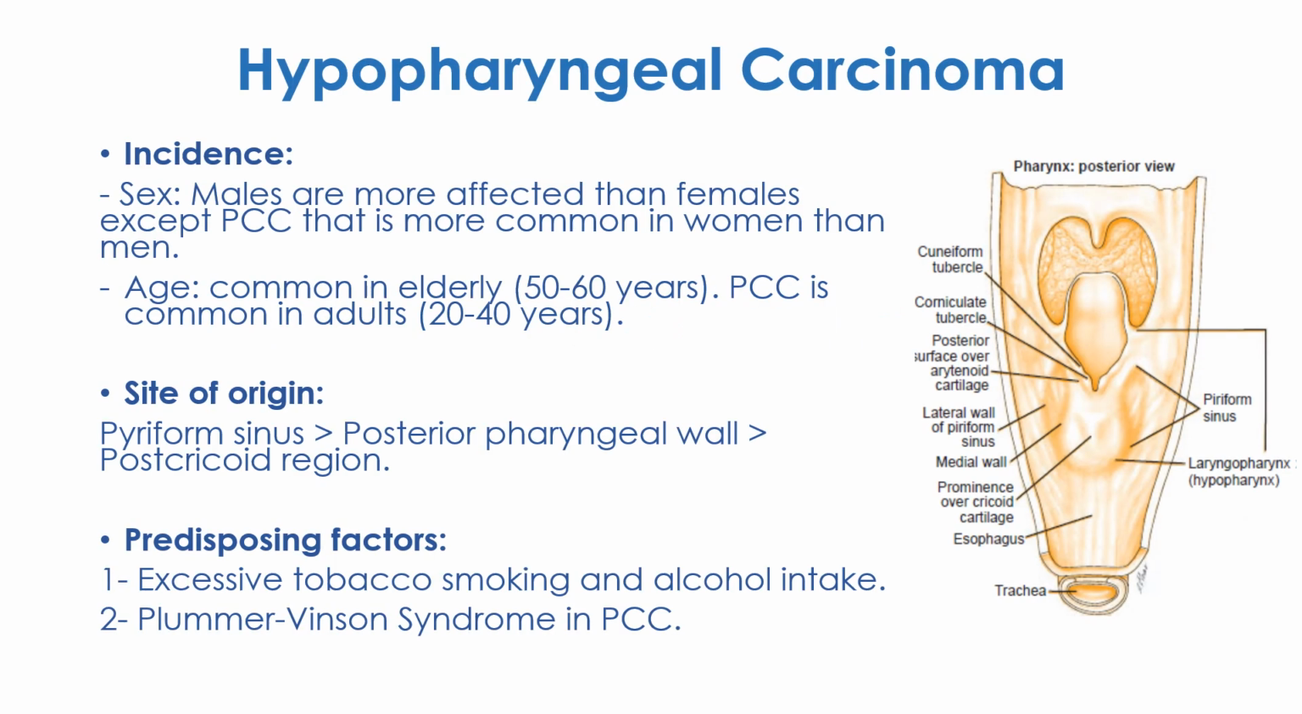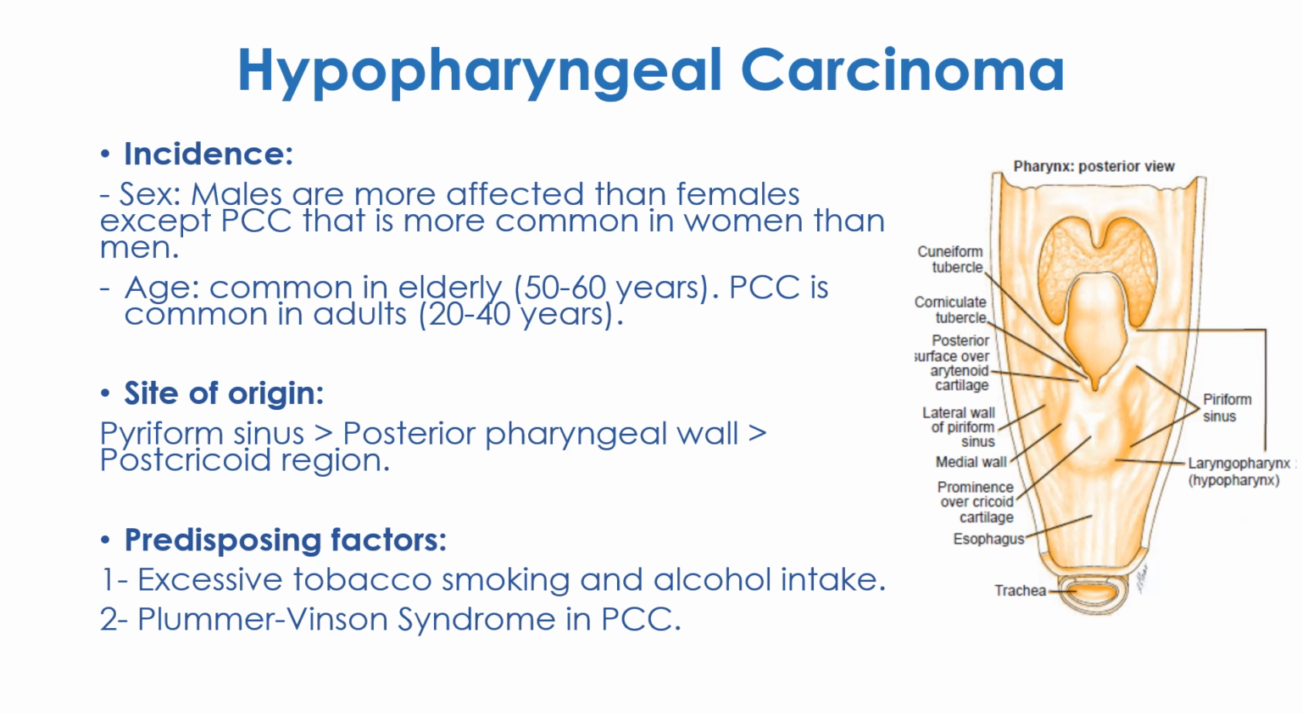The most common malignant tumor in the hypopharynx is the hypopharyngeal carcinoma, in which males are more affected than females, except in post-cricoid carcinoma, which commonly affects adult females compared to males. Regarding the age incidence, it's commonly affecting elderly people between 50 and 60 years old. However, post-cricoid carcinoma affects young females from 20 to 40 years.